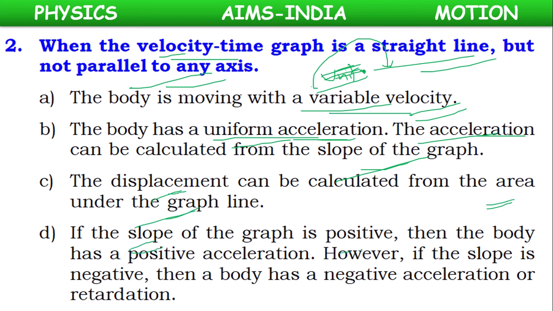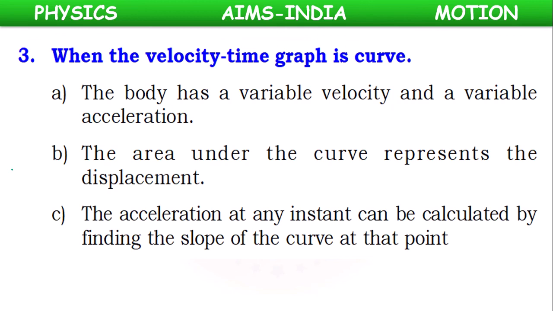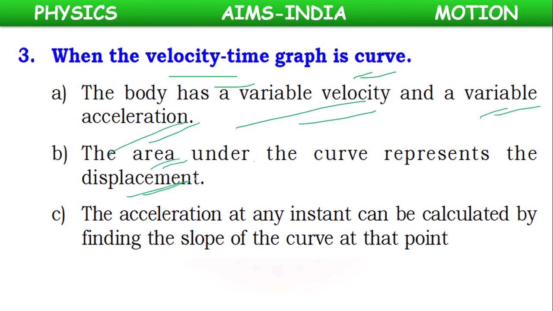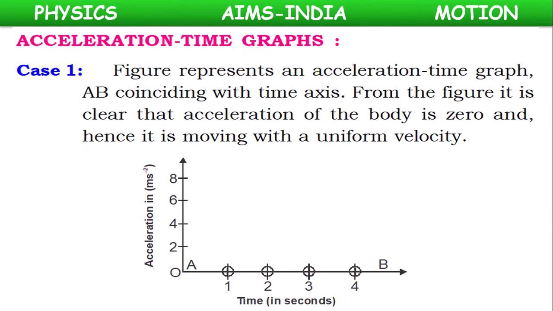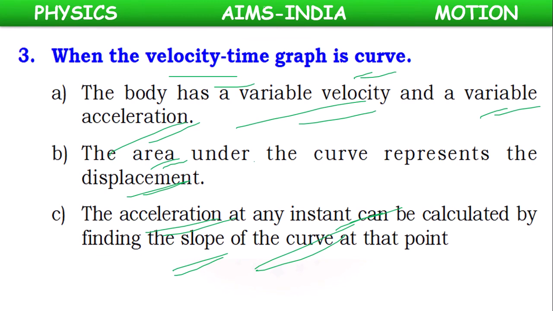If the slope is positive, acceleration will be positive. If the slope is negative, there will be negative acceleration or retardation. When the velocity time graph is a curve, the body will have variable velocity and variable acceleration. The area represents displacement. Acceleration at any instant can be calculated by the slope of the curve.